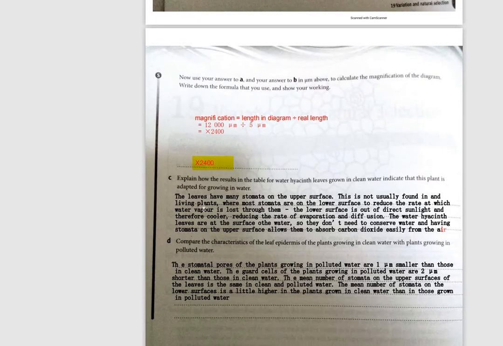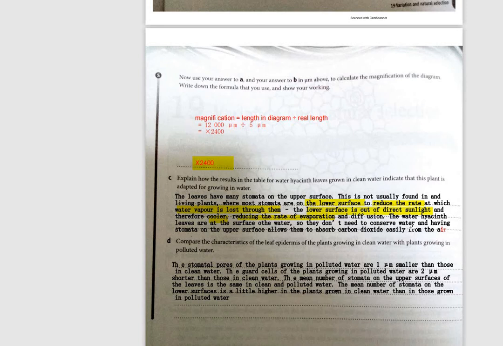This is not usually found in living plants, where most stomata are on the lower surface to reduce the rate at which the water vapor is lost through them. The lower surface is out of direct sunlight and therefore cooler, reducing the rate of evaporation and diffusion. The water hyacinth leaves are at the surface of the water, so they don't need to conserve water, and having stomata on the upper surface allows them to absorb carbon dioxide easily from the air.